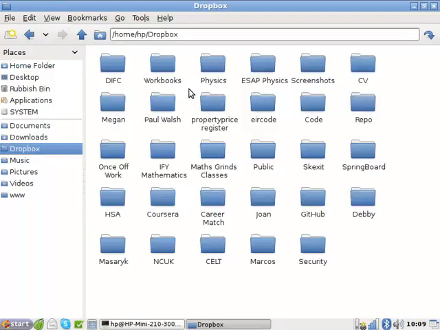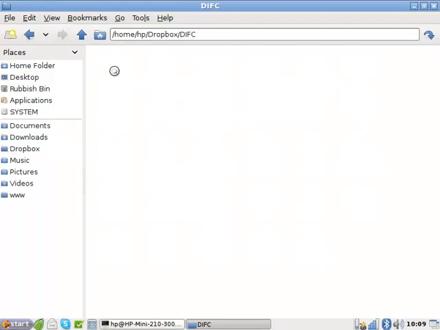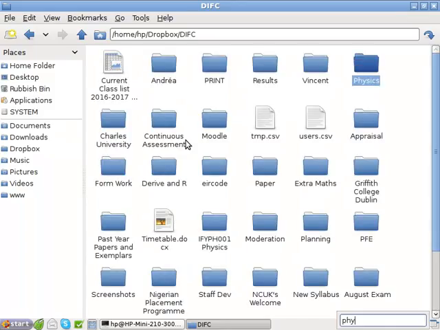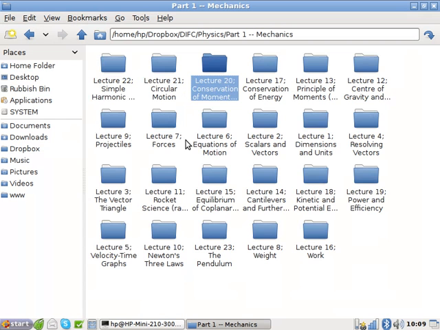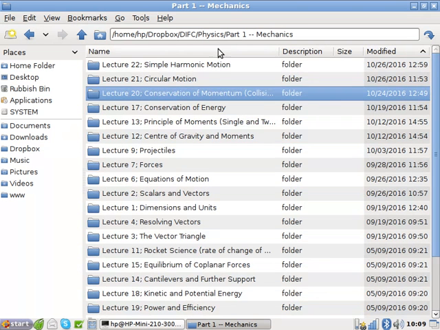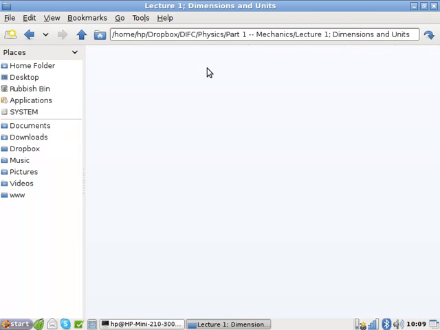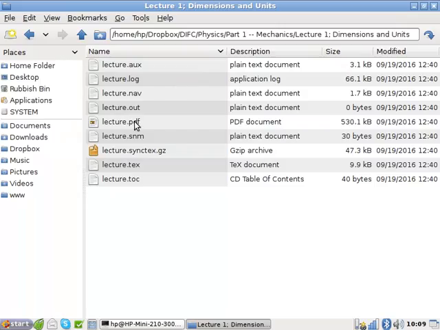Alright, I've got some slides here. Physics, Part 1, Mechanics, Lecture 1. There we go. Dimensions and units. So that's what we'll be having a look at today.